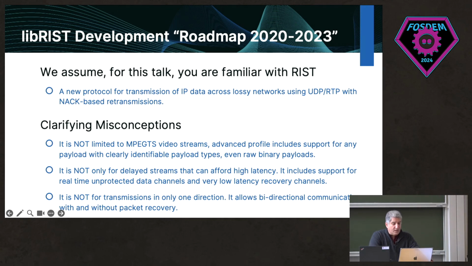Misconception number 3. You can only use RIST for transmitting in one direction, right? You send data over there, there's packet recovery, you're done. That's false. The protocol allows for bidirectional transmission, both with and without packet recovery on both directions. The limitations are usually introduced by the implementer of the protocol. The specifications are left broad enough so that each implementer has the freedom to add or remove features at will.